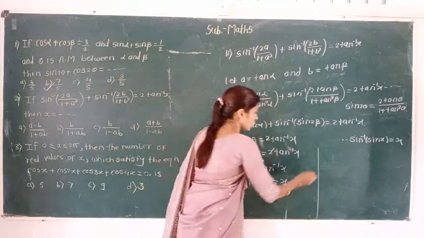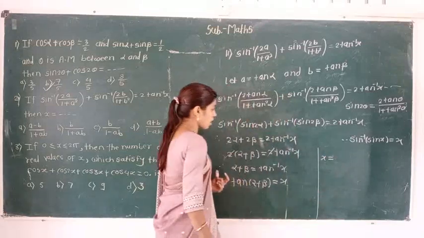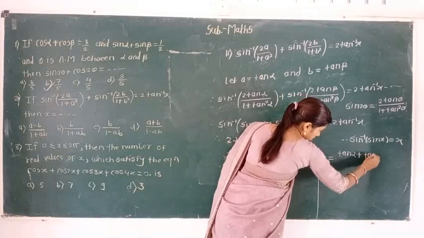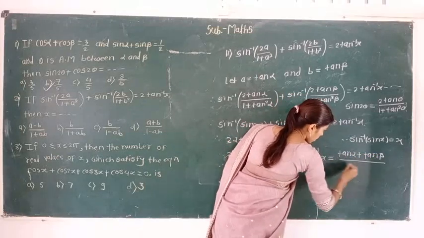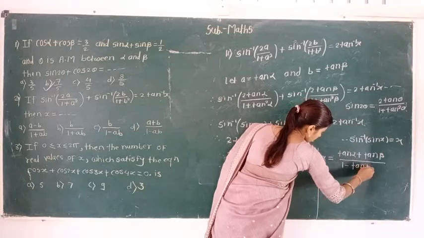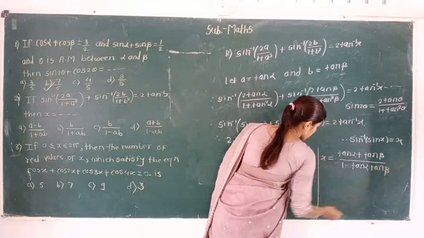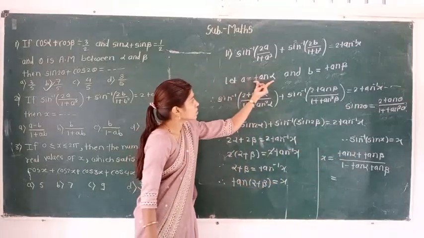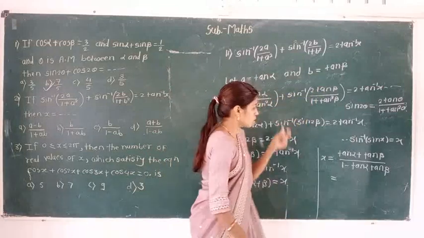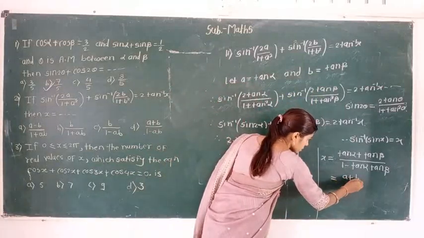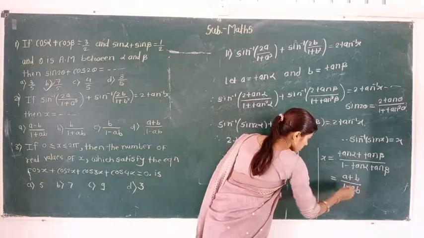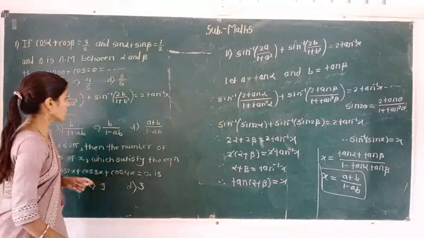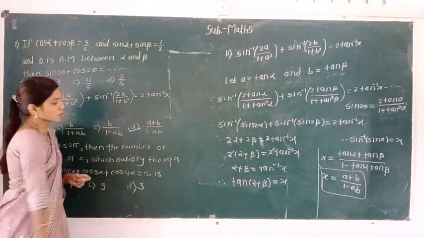So use the formula for tan(alpha plus beta): tan(alpha plus beta) is tan alpha plus tan beta, whole term divided by 1 minus tan alpha into tan beta. Again we substitute the values. We know that tan alpha is a and tan beta is b. So we can write a plus b divided by 1 minus a into b. So the value of x is a plus b divided by 1 minus ab. So in that case, b is the correct option.